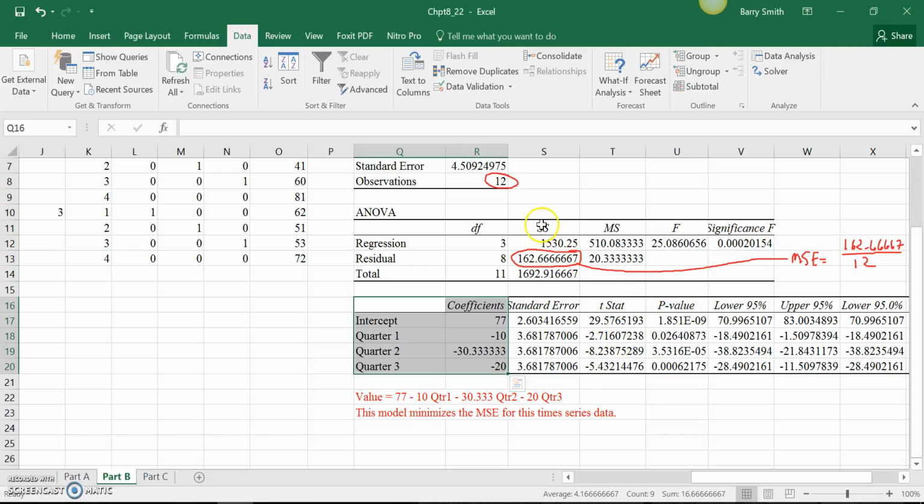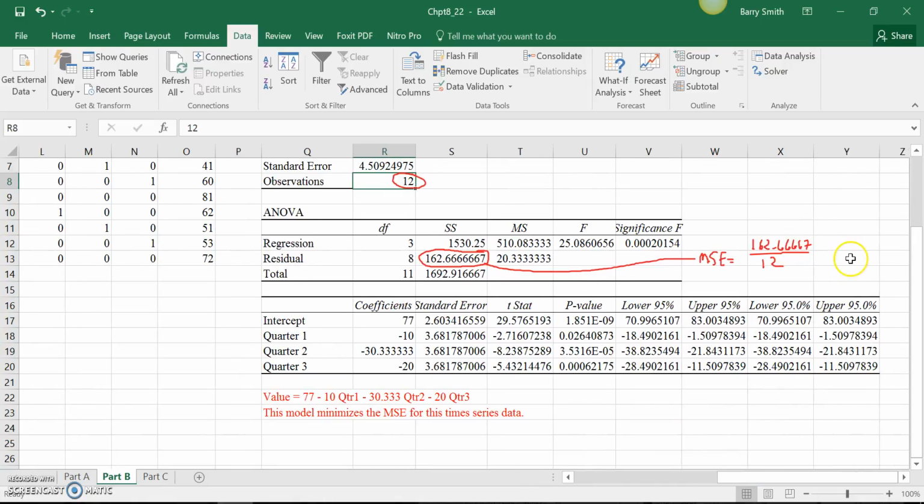that's just going to be, we go to the SS column, and we take the value for the sum of squares of the residual, and divide by the observations. And so that's going to be our MSE. So the 162.66667 divided by 12, and if we actually do that, that's equals that value divided by that value, and it's 13.55556. So this whole model basically minimizes the mean squared error for this set of time series data.